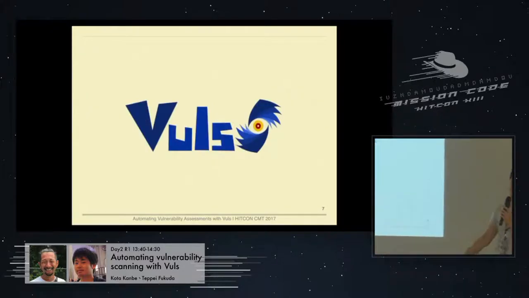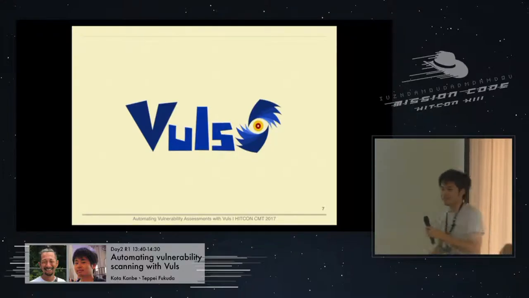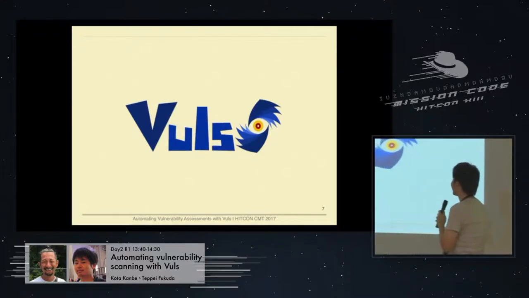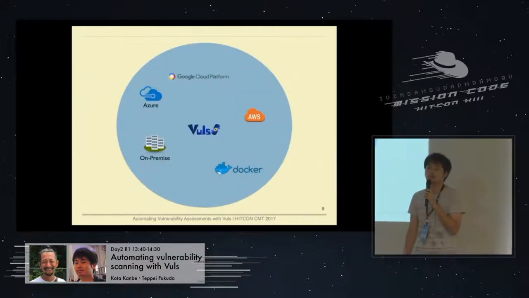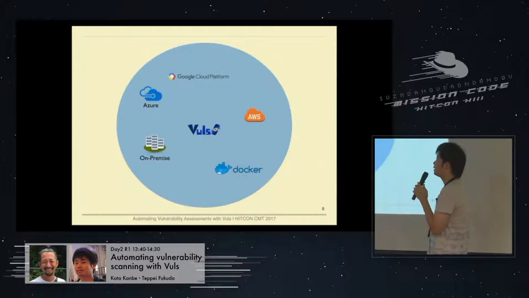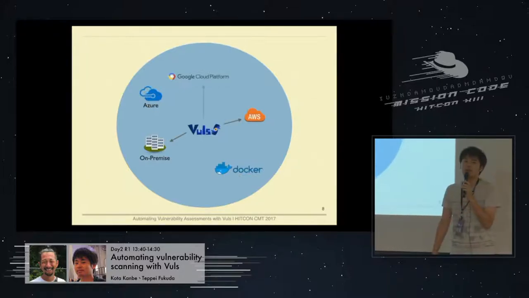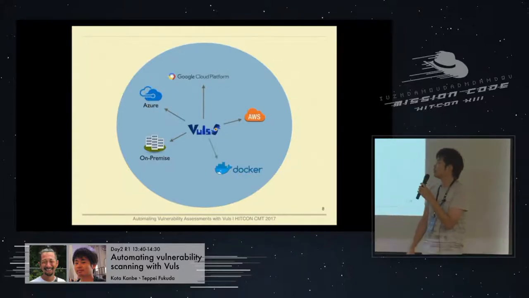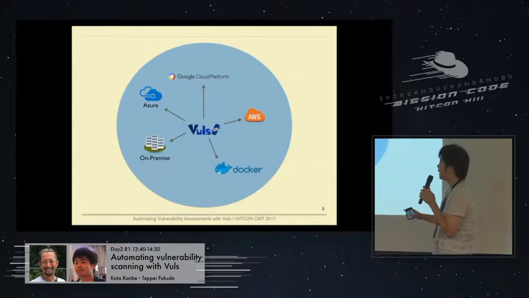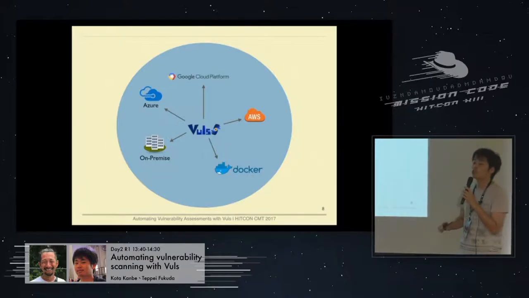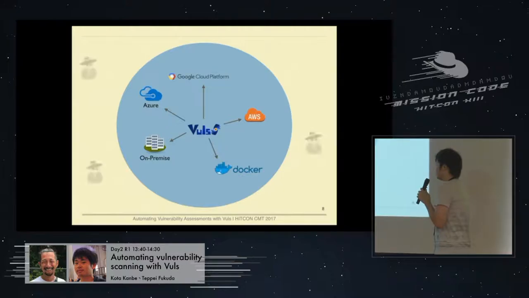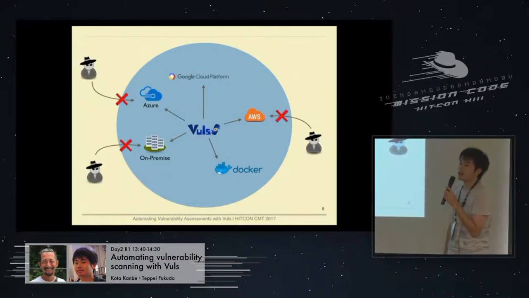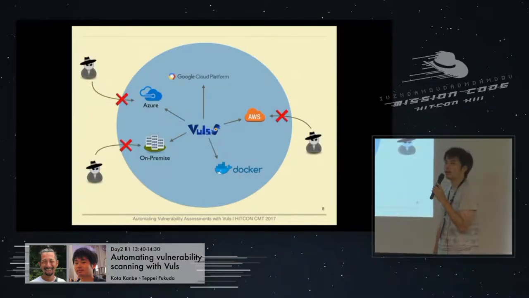Vuls. Vuls can be used either on-premise or on the cloud. This means that you can use the same tool across all of your servers. An additional feature is that Vuls also handles dynamic scans of running Docker containers. And this helps you manage vulnerabilities and defend against attacks.